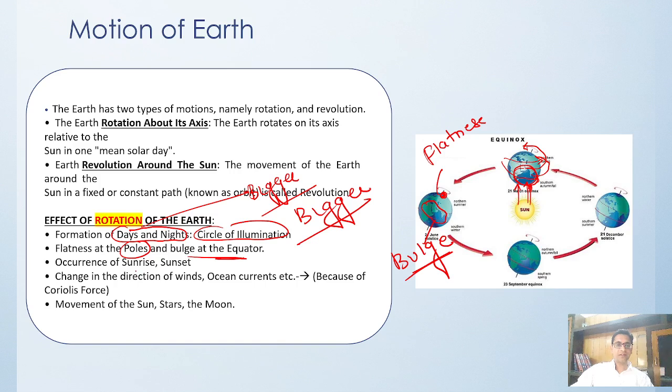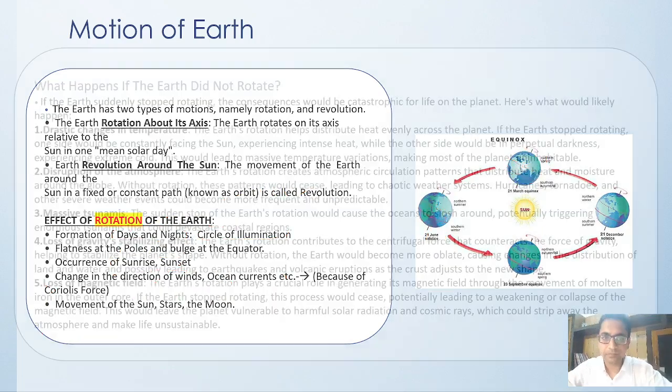Then the occurrence of sunrise and sunset also happens because of the rotation of the earth. Coriolis force is a very important force which arises because of the movement of the earth. It leads to the generation of winds and ocean currents. And because of the rotation of the earth, we find that the sun is moving, the stars are moving, the moon is moving. So these are the effects of rotation.